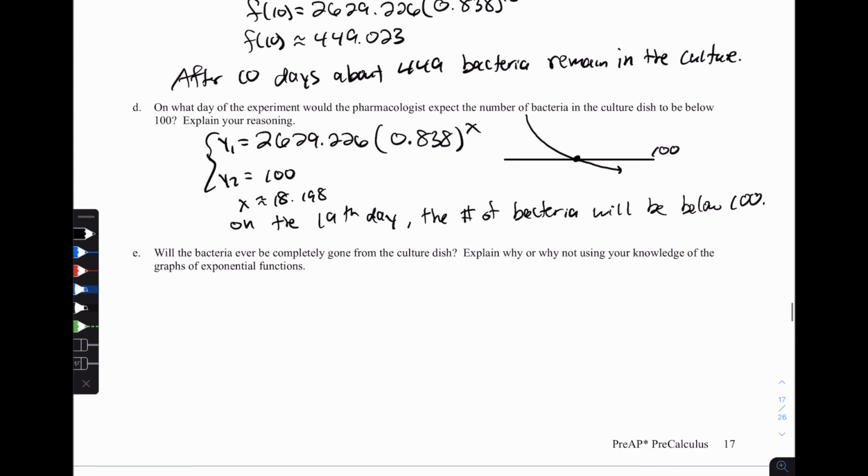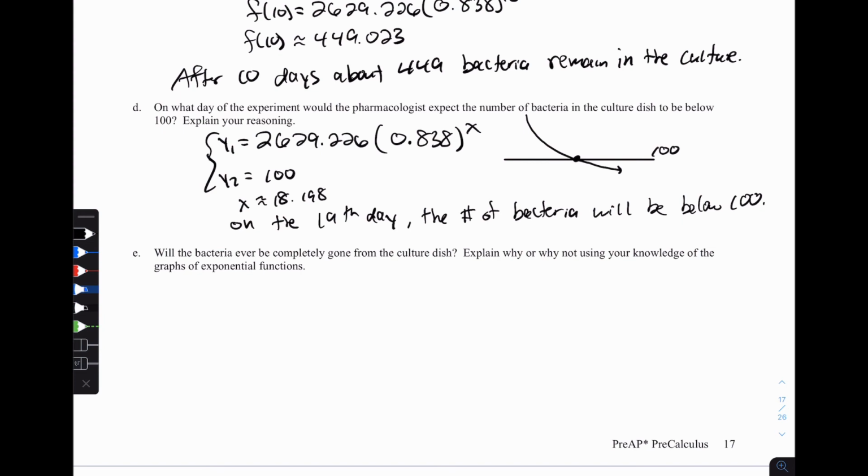E, will the bacteria ever be completely gone from the culture? Explain why or why not using your knowledge of graphs of exponential functions. Well, this graph has a horizontal asymptote at 0. So technically speaking, mathematically, the culture would never get equal to 0 because it's a curve that's getting closer to it but never actually gets to it.